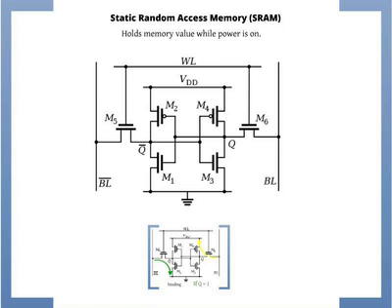So now let's try to understand, from our understanding of transistors, what is a static random access memory. This is one of the simplest to understand, not necessarily the simplest, SRAM. So the idea is it holds the memory value while power is on.